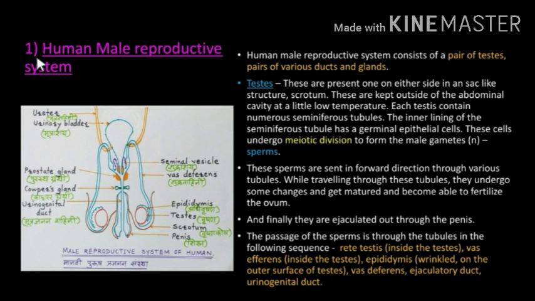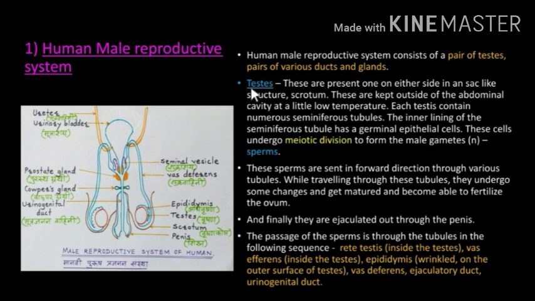Now, further we are going to study about the human male reproductive system. As shown in the diagram, one can see that the human male reproductive system consists of a pair of testes, these two testes are present, and a pair of various ducts and glands. These various ducts and glands are present in the human male reproductive system. Now, one by one we will see the parts and their functions.